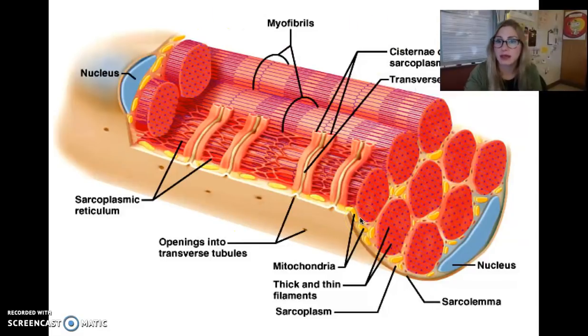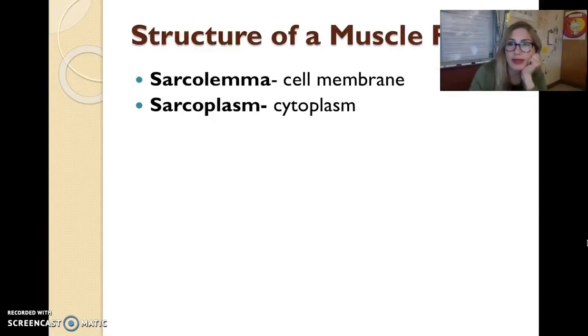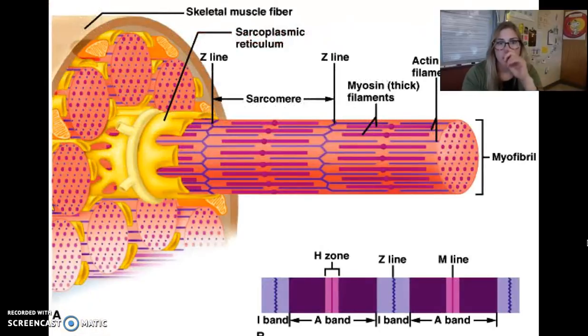We're focusing on the skeletal muscle here just because it is the most common within your body. So within a muscle fiber, we have the sarcolemma, which is the cell membrane, and the sarcoplasm, which is going to be the cytoplasm. So we're not calling them cell membranes or cytoplasm. We are calling them sarcolemma, sarcoplasm. So we have the sarcolemma, which is all the way around. It's this massive thing. And the sarcoplasm is going to be the fluid inside.